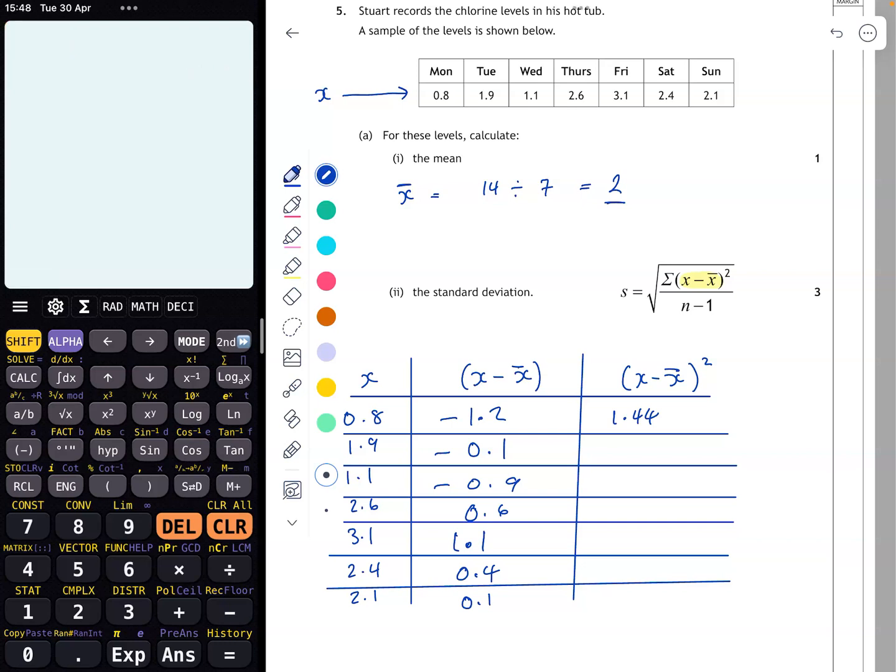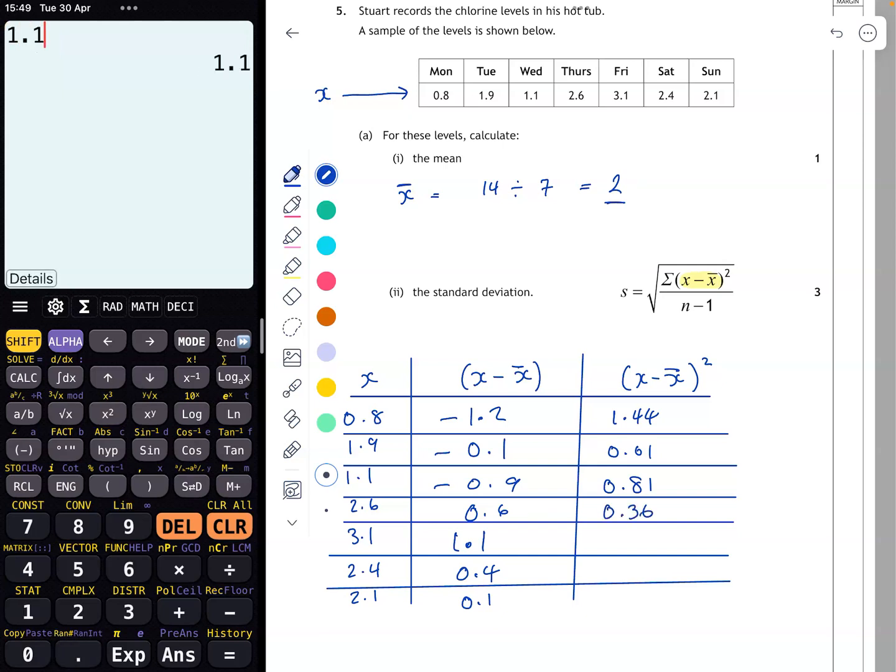Or a little naughty trick, I suppose, is just to avoid the minus sign altogether. So I'll just show you 1.2 without the minus sign, squared, is going to give you the same answer, 1.44. So when you put it in your calculator, just forget about the negative sign. Save yourself a bit of hassle, so you don't have to worry about putting the brackets in. So minus 0.1 squared is the same as positive 0.1 squared. That's 0.01. 0.9 squared is going to be 0.81. 0.6 squared is going to be 0.36, and so on.